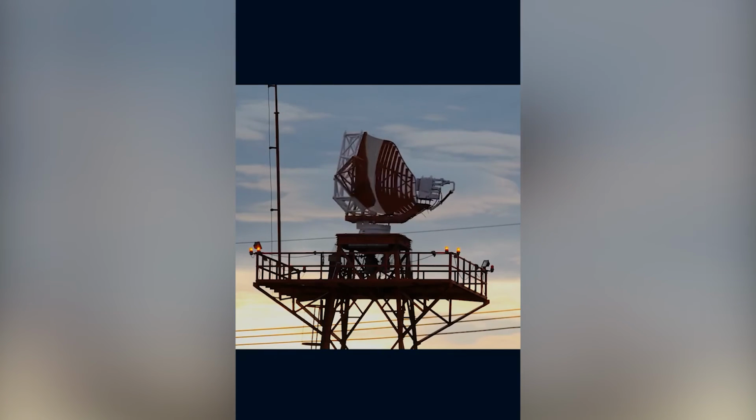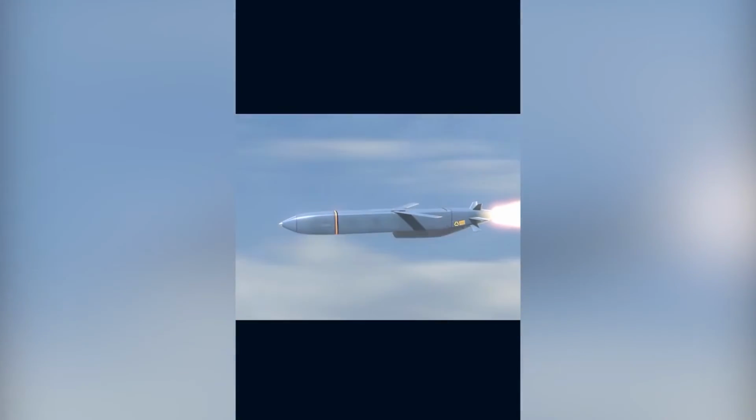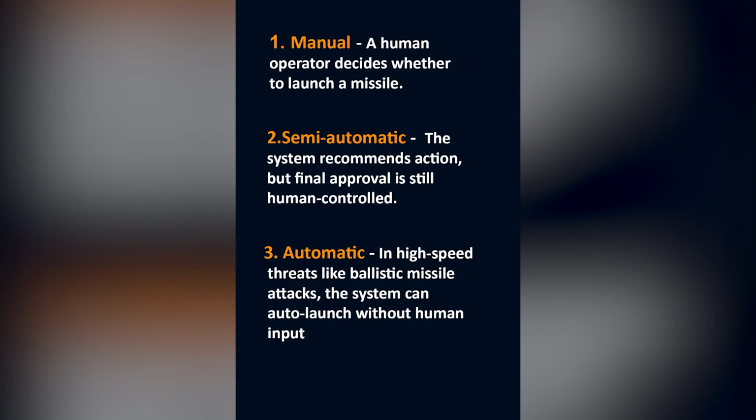And if a radar is used for an air defense system, it plays a crucial role in detecting and tracking unknown aircraft or incoming missiles in real time. The radar scans the sky, and when a threat is detected, the data is displayed on a monitor for the defense operator. Depending on the system and missile type, there are three ways the response can happen.